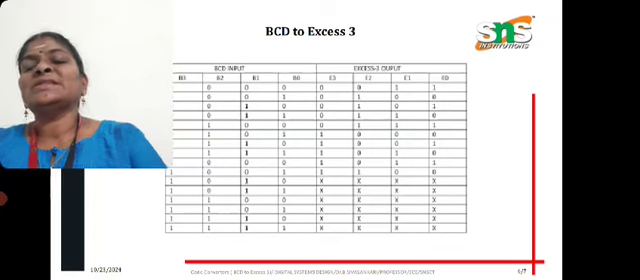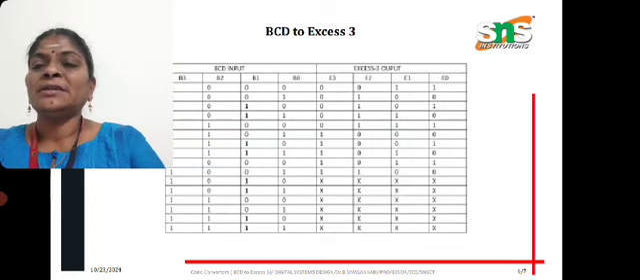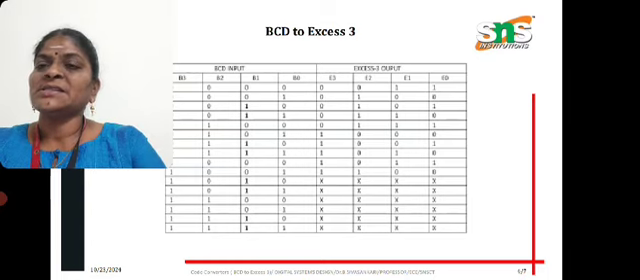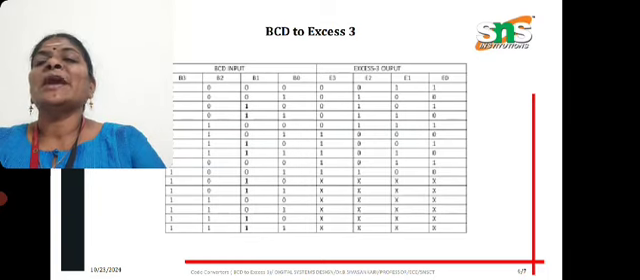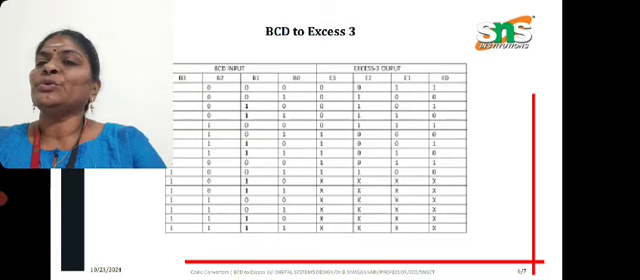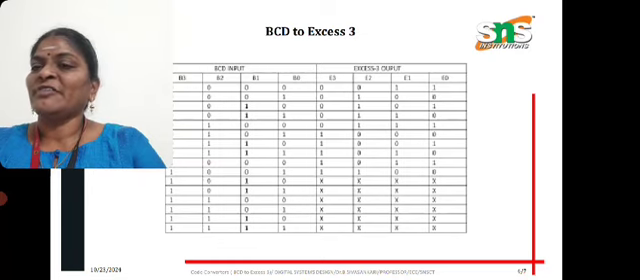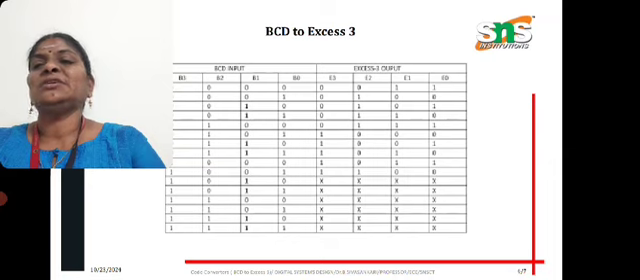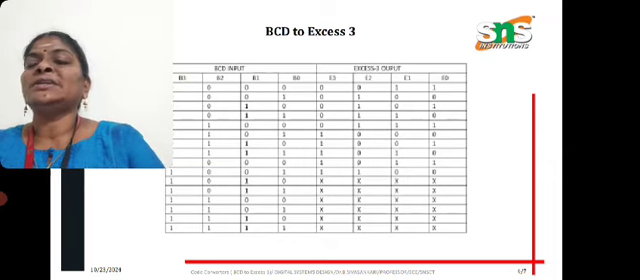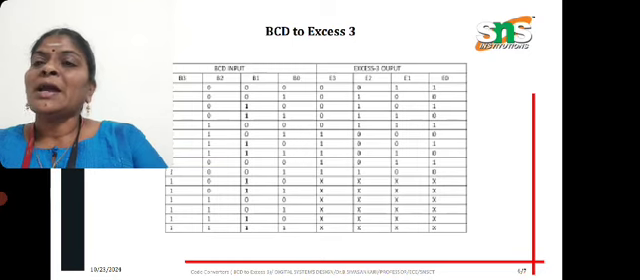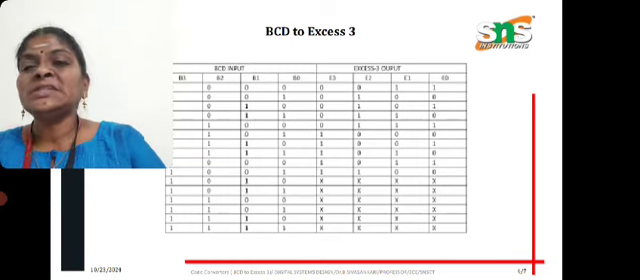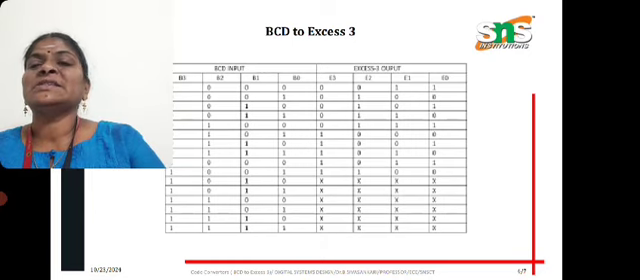So binary to XS3 means we have to add 3 to the existing number. For example, if your number is 0, we add 0 plus 3, so your output will be 3. For 1, 1 plus 3, your output will be 4. For 2, 2 plus 3, your output will be 5. For 3, 3 plus 3, your output will be 6. Accordingly, up to 9, we add 3 to each number, and that is your XS3 output.